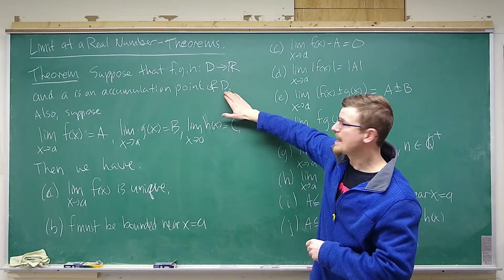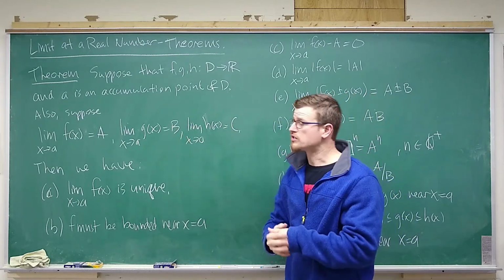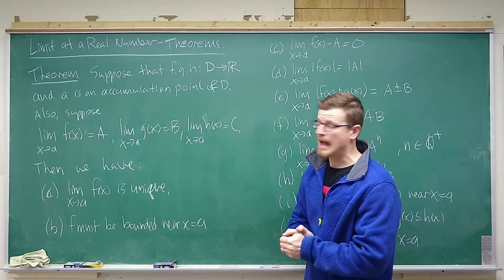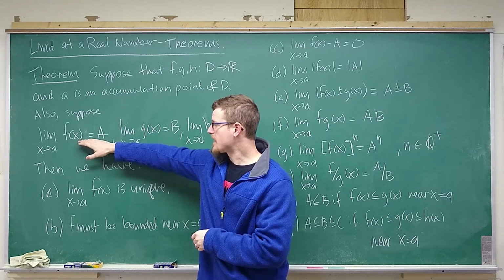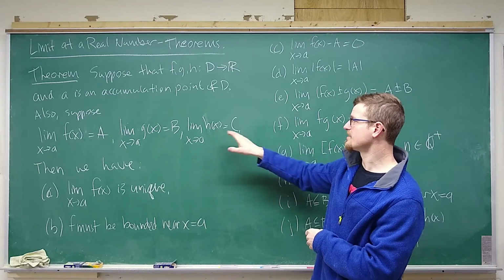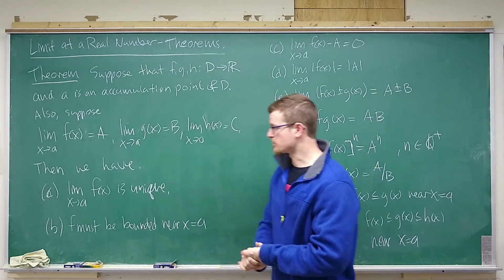Suppose further that a is an accumulation point of the domain, so that way, as the definition of a limit requires, we can actually take the limit at a. Let's assume further that the limit of f is A, the limit of g is B, and the limit of h is C. Then we have a whole bunch of nice results.